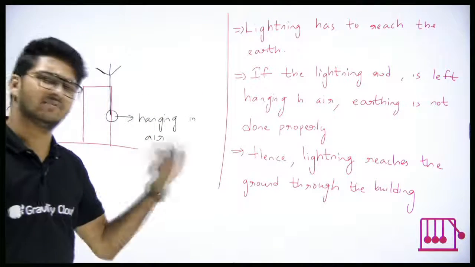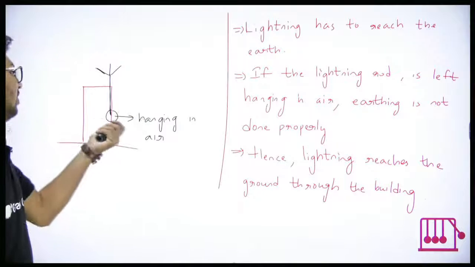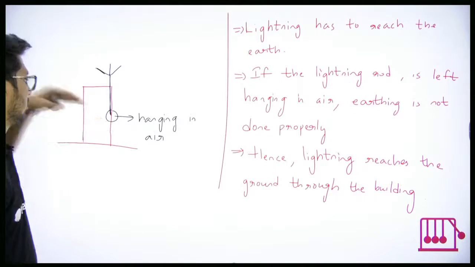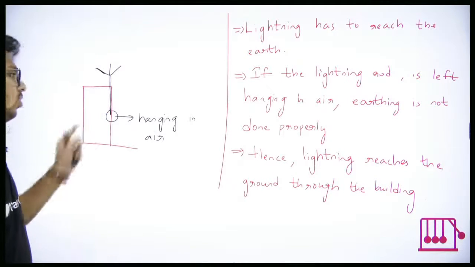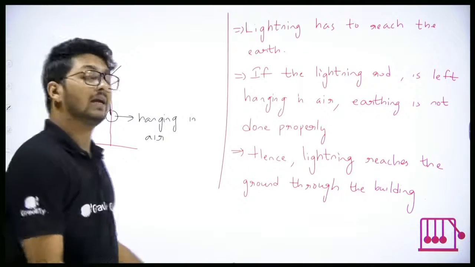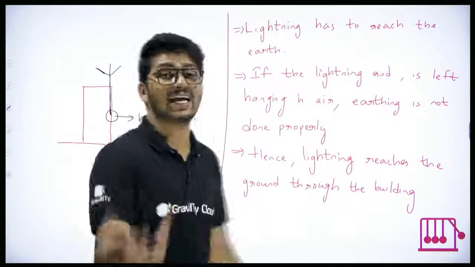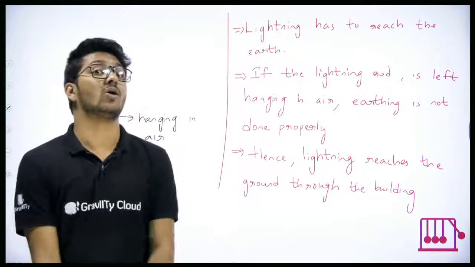Lightning will reach the ground some way or the other. If the lightning rod is not reaching the earth, it will go through the building. And if it goes, the building gets damaged. The building can catch fire. Building is no longer safe.